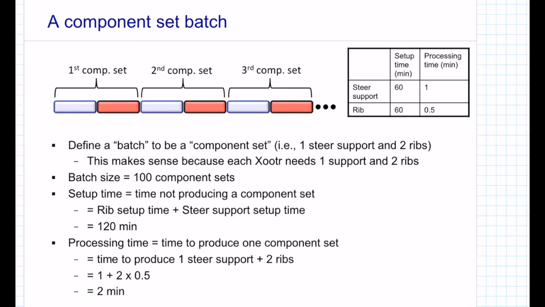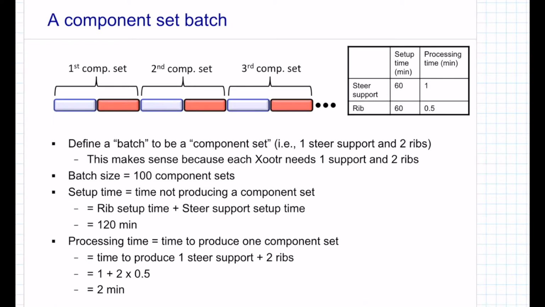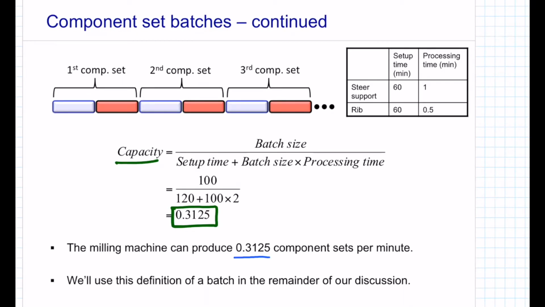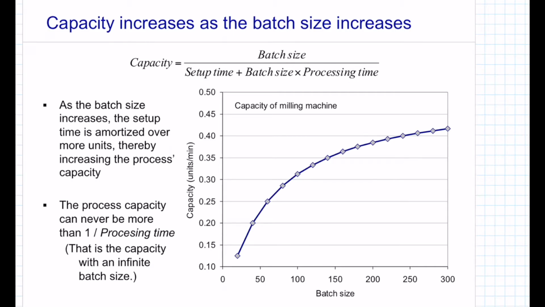But we know that each scooter needs one support and two ribs. So if we consider a component set that includes two ribs and one support, obviously that makes more sense. So if we do the capacity calculation for the component set, we get 0.3125 component sets per minute. So generally, capacity and batch sizes are related to each other as shown in the graph above. As the batch size increases, capacity goes up.